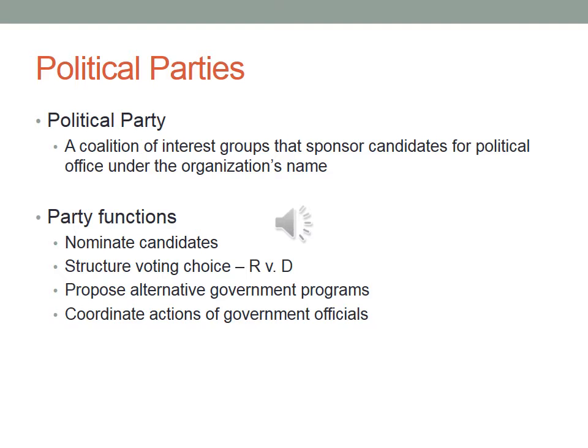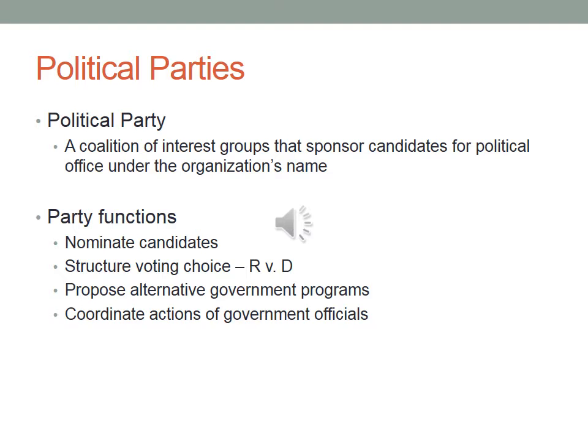Many different interest groups make up the Democrats and Republicans, and their main purpose is to sponsor candidates for political office under their name. They're running as a Republican, they're running as a Democrat, and the goal is to get people elected to implement policies that reflect what the interest groups want. The whole goal is to get policy made by government that represents the will and the desires of the interest groups.